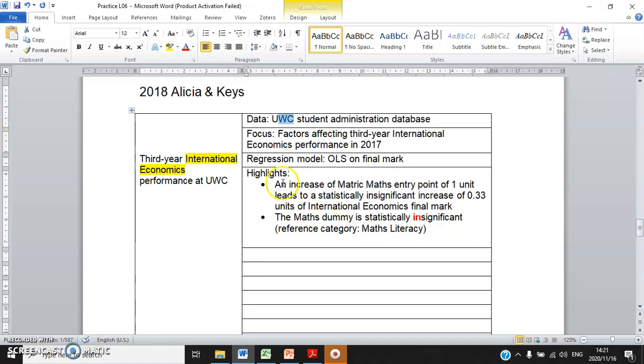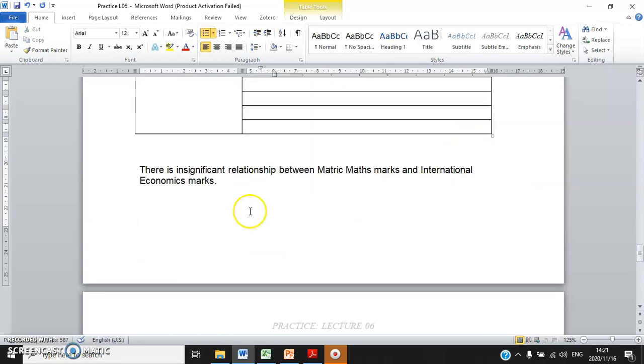Look at the result. An increase of matric maths entry point of 1 unit leads to a statistically insignificant increase of only 0.33 units of international economics final mark. But remember, the result is insignificant. Okay, so this is the conclusion statement. There is an insignificant, I need to repeat it one more time, there is an insignificant relationship between matric maths marks and international economics marks.